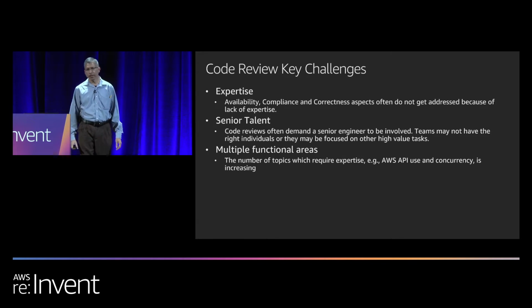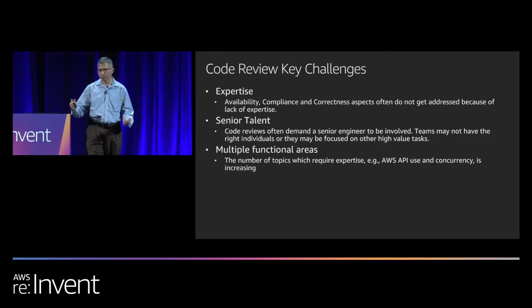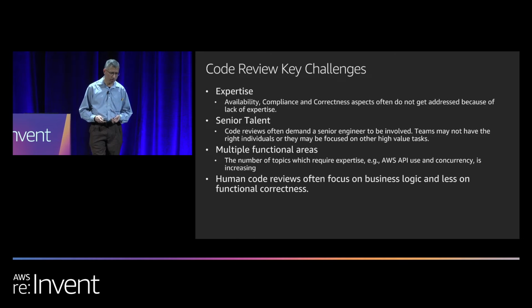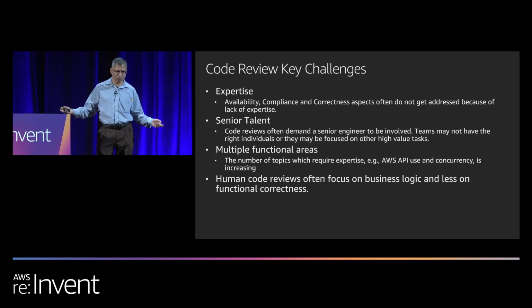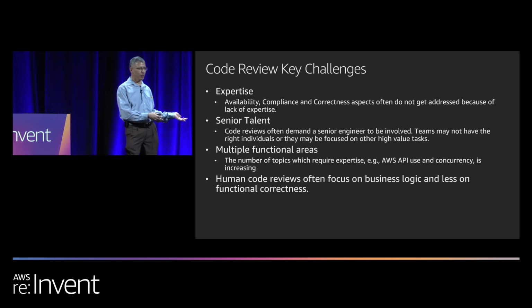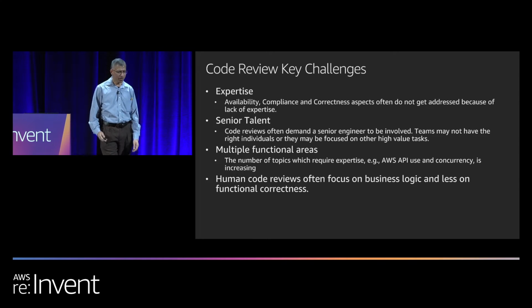And the third one is a typical software touches upon multiple functional areas. Some of the examples are the use of AWS APIs, the use of concurrency, and we talked about compliance and so on. So there are so many areas that teams may not be up to date with all of the areas, and the code quality is not really what you want. And the other important aspect people may or may not know is human code reviews often focus on business logic and less on functional correctness. And again, a lot of it is mainly because of availability of time. It's not that people do not know about it. At the same time, given limited time, people will rather focus on the business logic than the functional correctness.